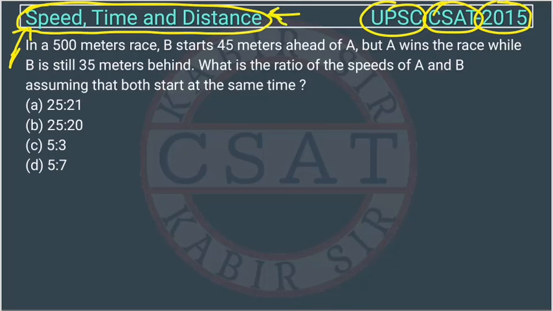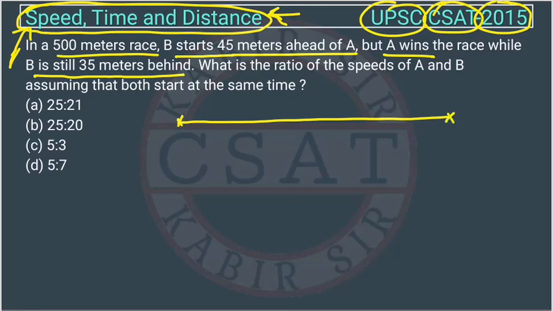So, the question is: in a 500-meter race, B starts 45 meters ahead of A, but A wins the race while B is still 35 meters behind. So what is happening? Let's see, like this is the starting point and this is the final ending point. Here B is ahead of A by 45 meters, and the total distance is 500 meters.